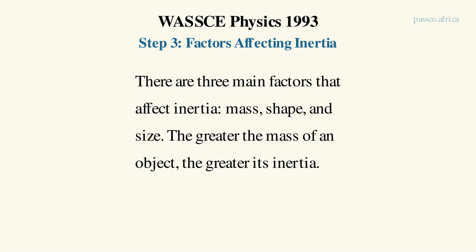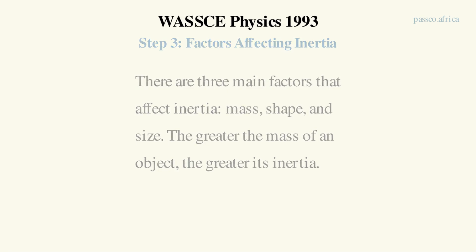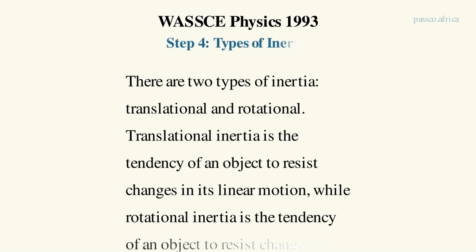Step 4. Types of inertia. There are two types of inertia: translational and rotational. Translational inertia is the tendency of an object to resist changes in its linear motion, while rotational inertia is the tendency of an object to resist changes in its rotational motion.